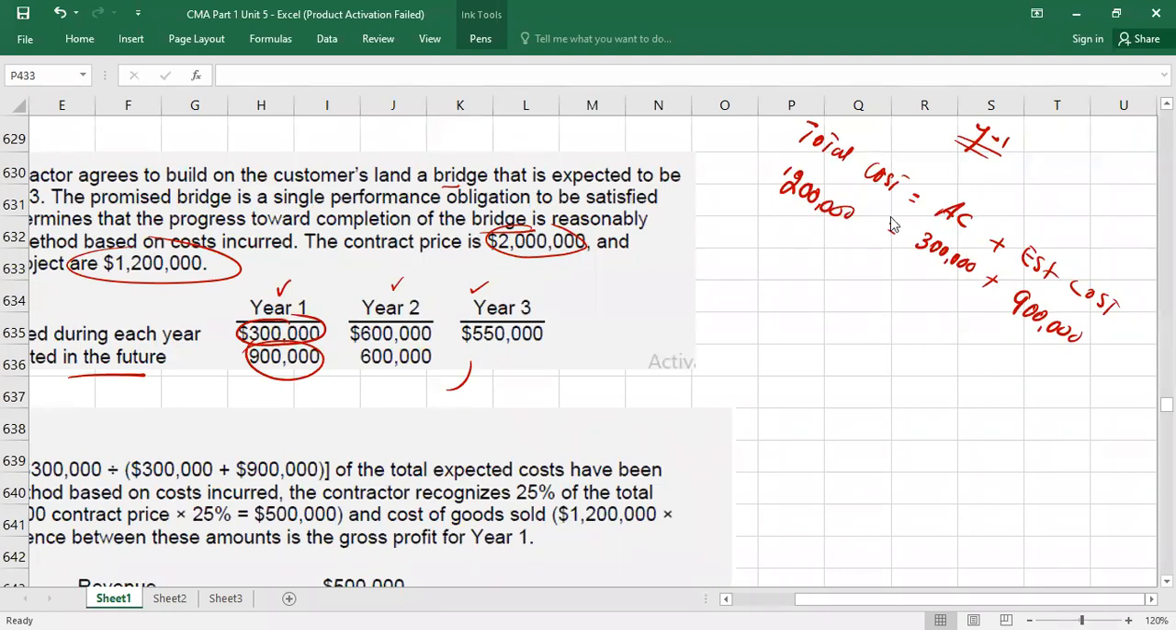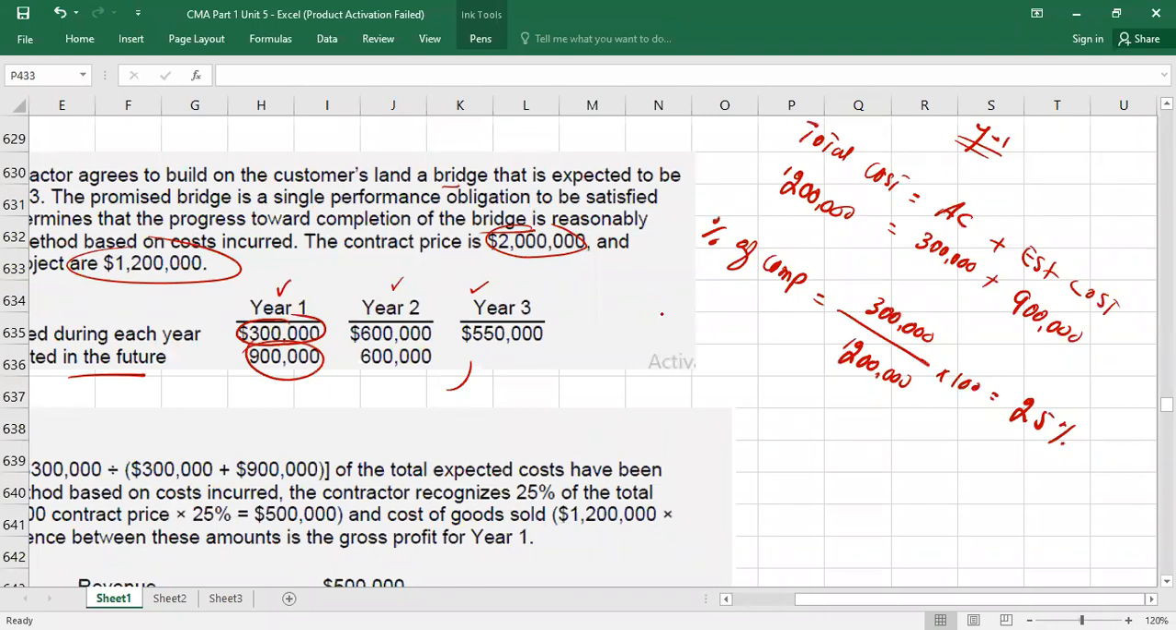1.2 million, right? Now step 2 is what? You have to calculate percentage of completion. How will you get percentage of completion? You need actual cost till date, which is how much? $300,000. And divide by total cost, which is how much? Please open your calculator and help me with the calculation. Divide by 1.2 million, and multiply with 100. You will get percentage completion of 25%.